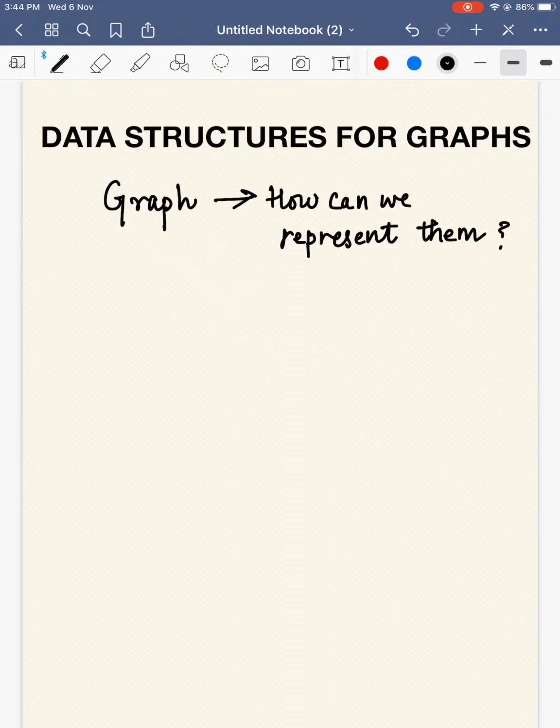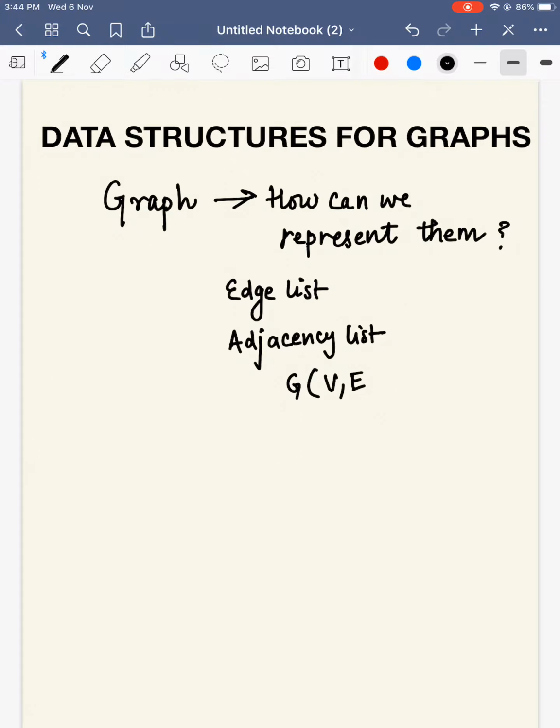So hey guys, today I'll be talking about the data structures for graphs, that is, how we can represent graphs using data structures. We typically have three data structures, but in this video I will be discussing the edge list and the adjacency list. Now, graphs have typically two components, that is the vertices and the edges.